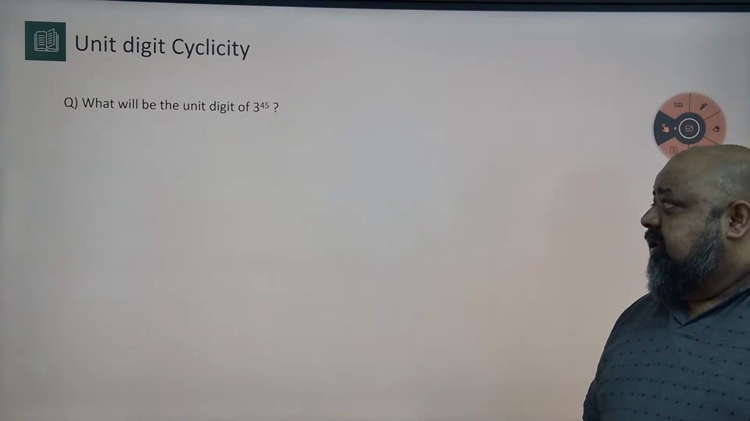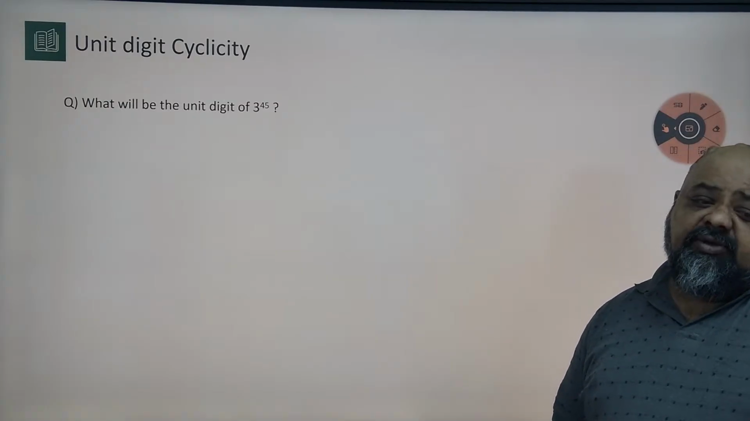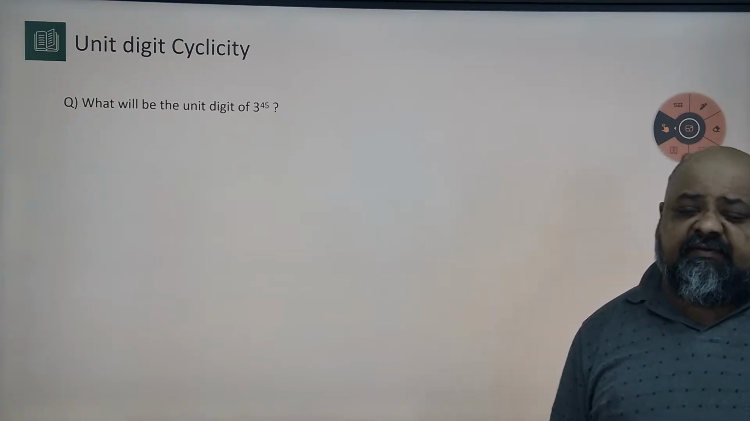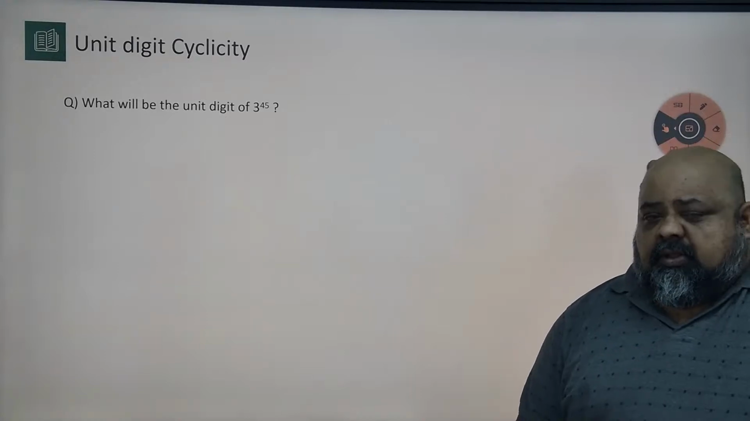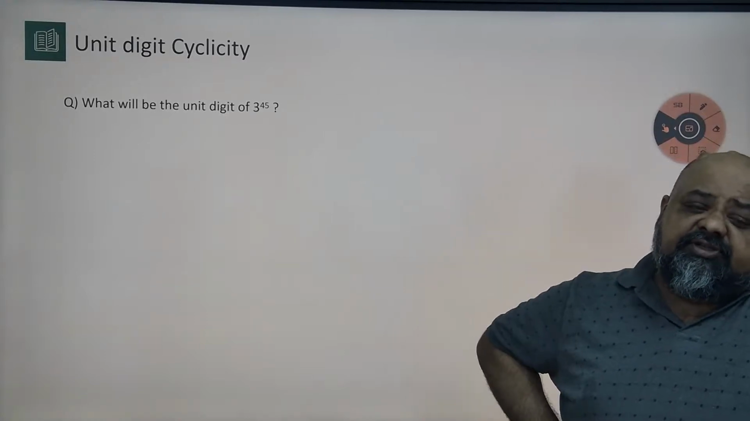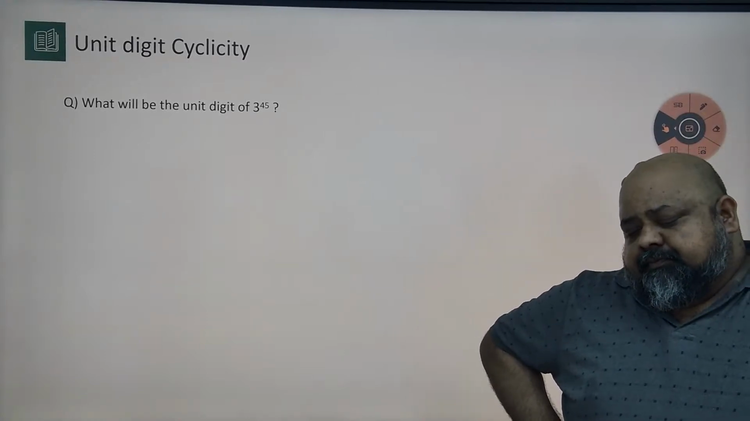And therefore, if I am asked, what is the unit digit of 3 raised to power 45? If you can just give this a shot. The unit digit of 3 raised to power 45 will be.